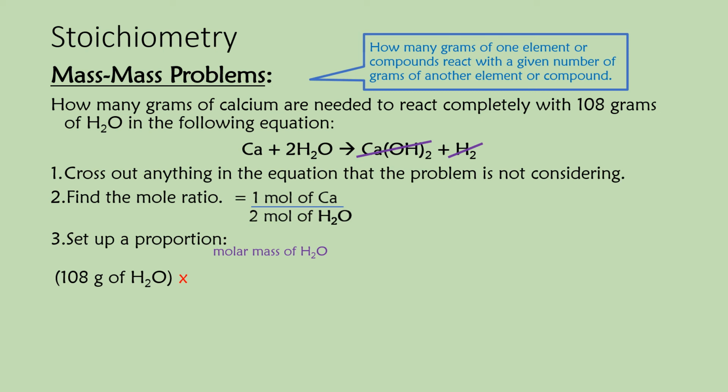So the molar mass of water, you guys know how to find the molar mass. We have two hydrogens, so we multiply 2 with the mass of hydrogen, which is 1, and then the mass of oxygen is 16, and we only have 1 oxygen there. So 16 plus 2, we get 18 grams per mole for the molar mass of water.